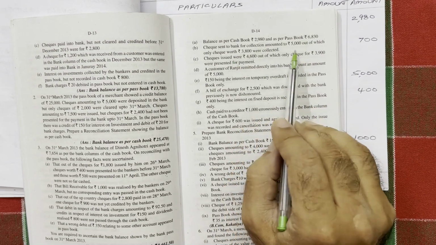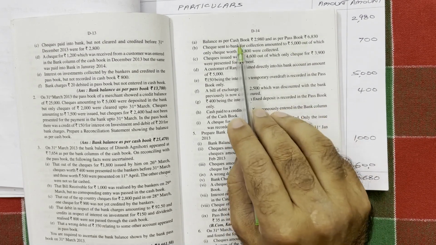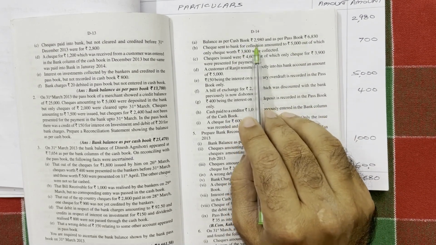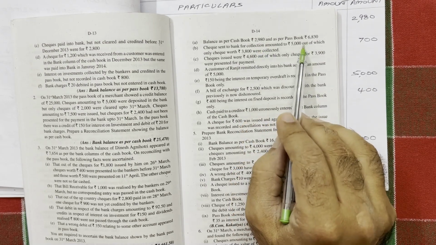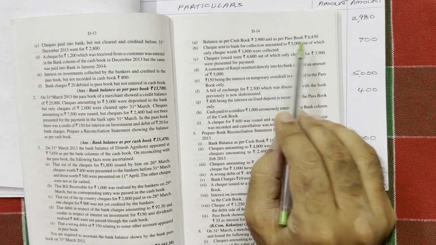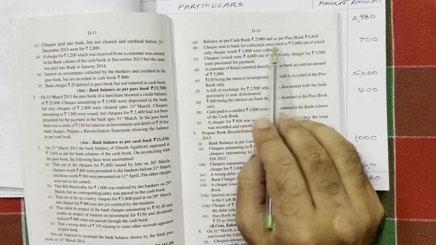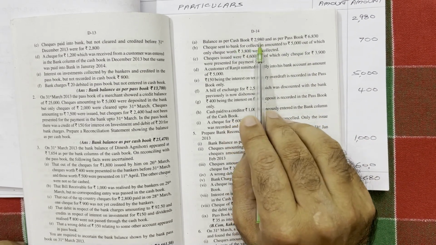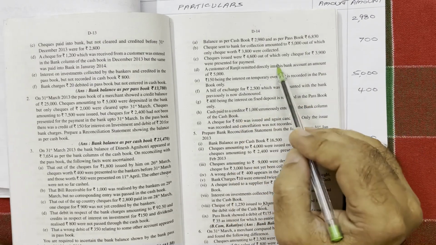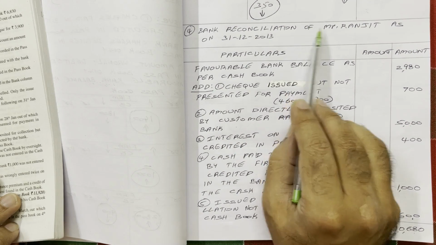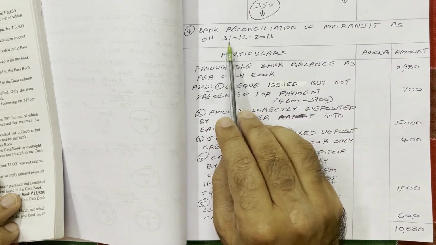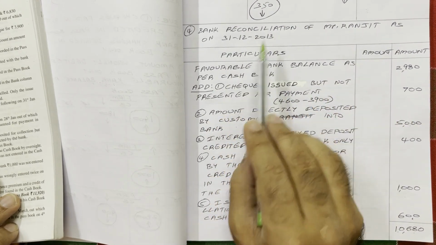In two ways we can do this problem. By taking bank balance as per cash book, we can prepare the BRS. Otherwise, by taking bank balance as per passbook, we can prepare the BRS. So I am taking bank balance as per cash book and doing the BRS. See, this is the solution. Bank reconciliation statement of Mr. Ranjit as on 31st December 2013.